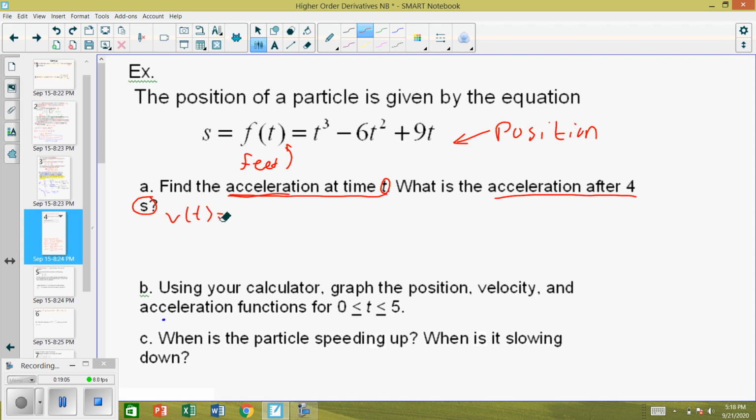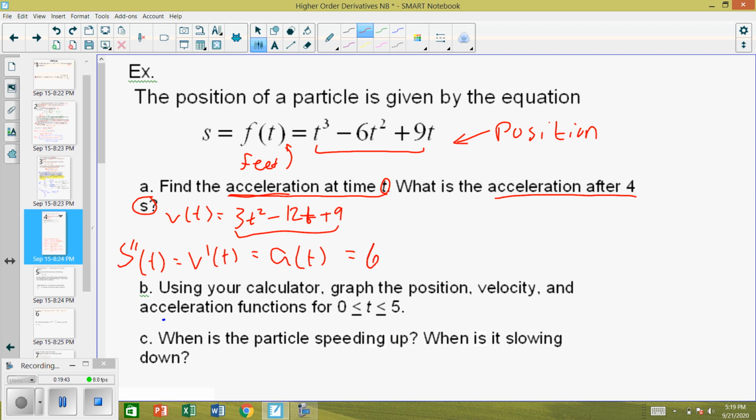We've got to go to velocity, and that's just taking the derivative of the above function, which would be 3t squared minus 12t plus 9. I feel pretty confident in your ability to take the derivative using the power rule by now. And remember, this is S prime. So S double prime of t, which is just the velocity derivative, is equal to the acceleration. Again, I want you to memorize this connection here. It is equal to the derivative of the above. So that's going to be 6t minus 12.